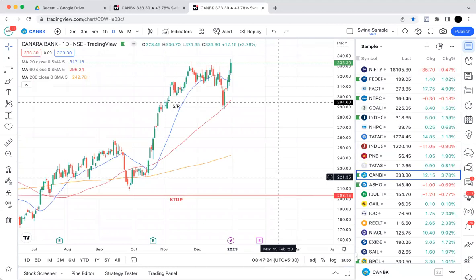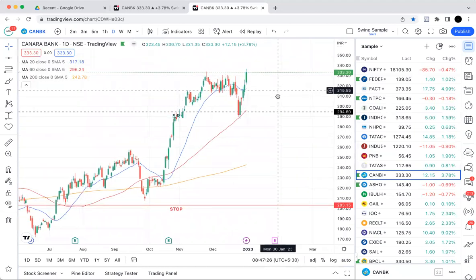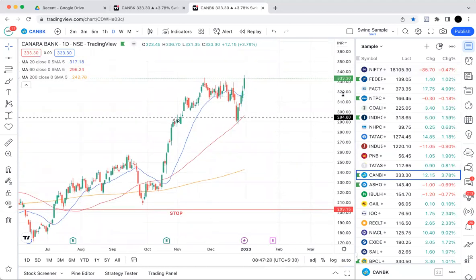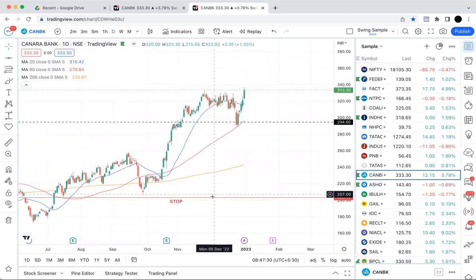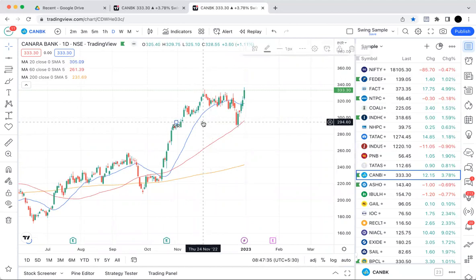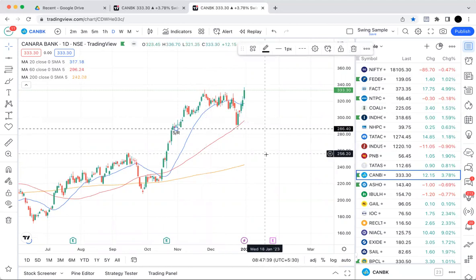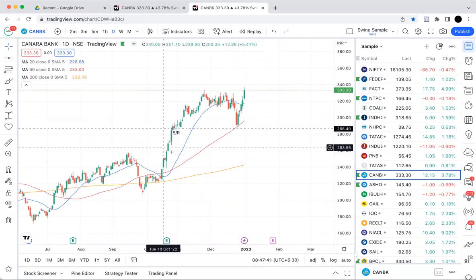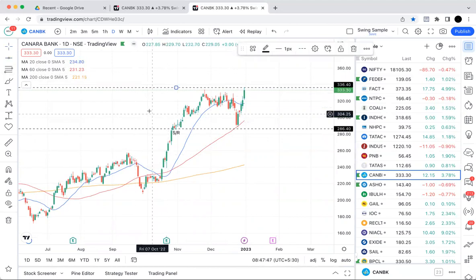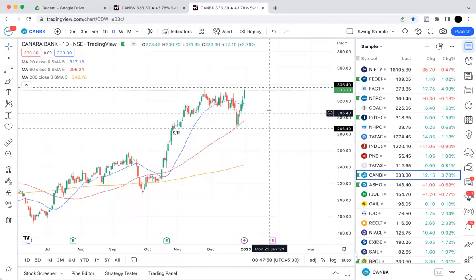I've had several people ask me the question of what's a good stock to trade. My answer is I don't know. I don't know is the answer. A better question is when is a good time to trade. So with Canara Bank, here will be my support right there on the bottom. My resistance line would be right up here on top. That would be my resistance line. And let's see what happens.